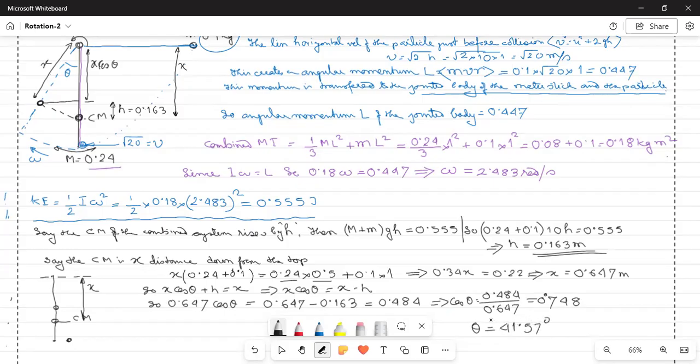If you now just use your calculator, you will find theta is equal to 41.57 degree. That means with this phenomenon, when a small particle falls and sticks to the lower end of the 1 meter scale, both of them rebound backward in a rotational motion, and rotate by an angle of 41.57 degree. Next, we shall go to the next question.